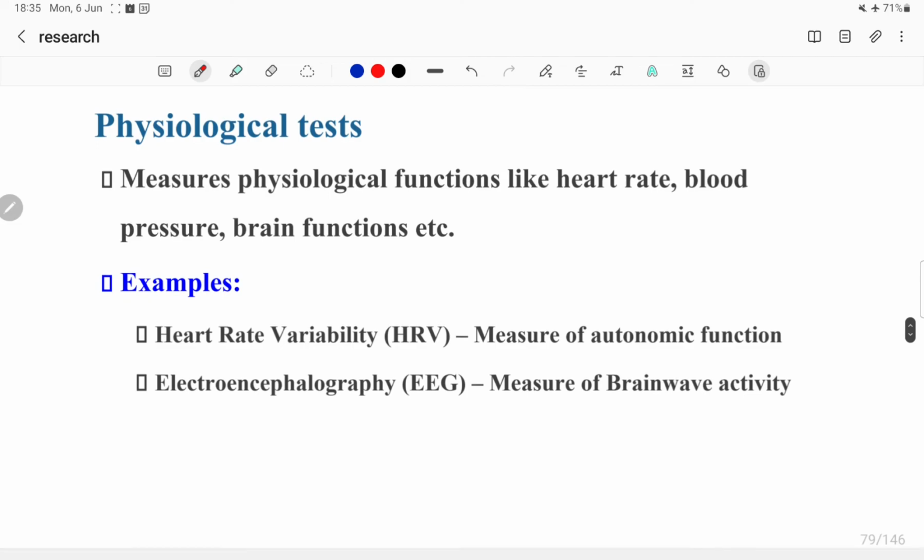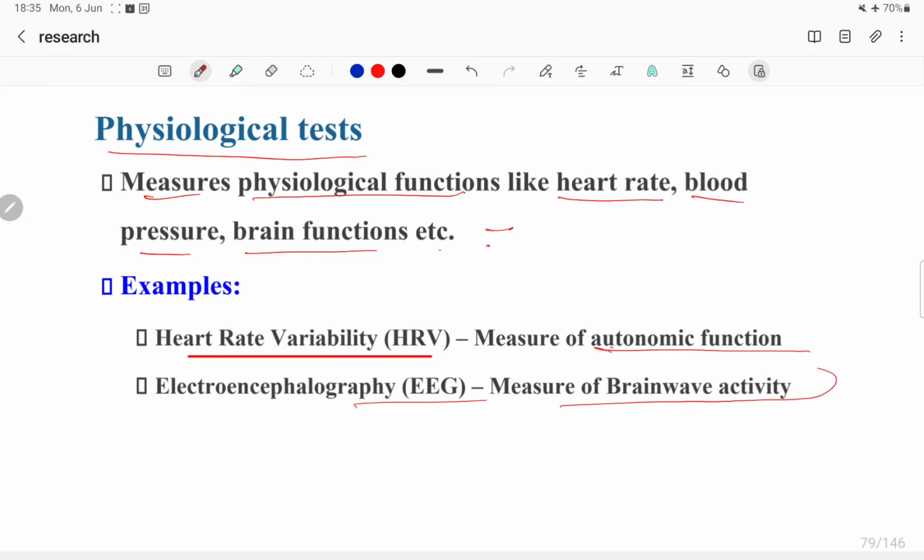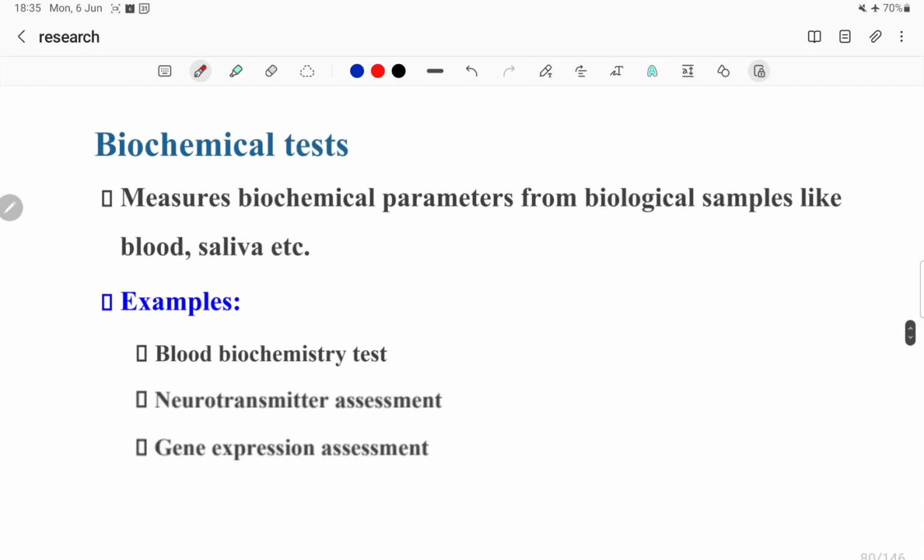Now physiological test. These are all data collection methods, we are collecting the data. Here we simply measure physiological functions like heart rate, blood pressure, brain function, etc., by different tools. Like heart rate variability, we measure it to assess autonomic function, and we do EEG, which measures brainwave activity. Simple.